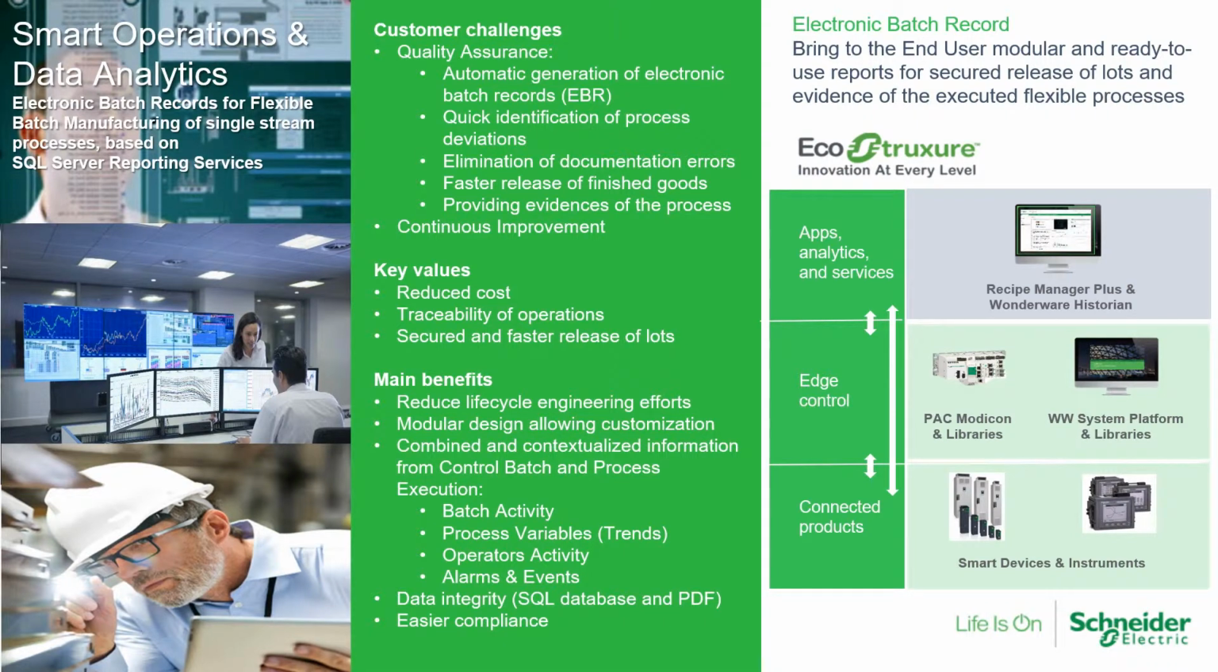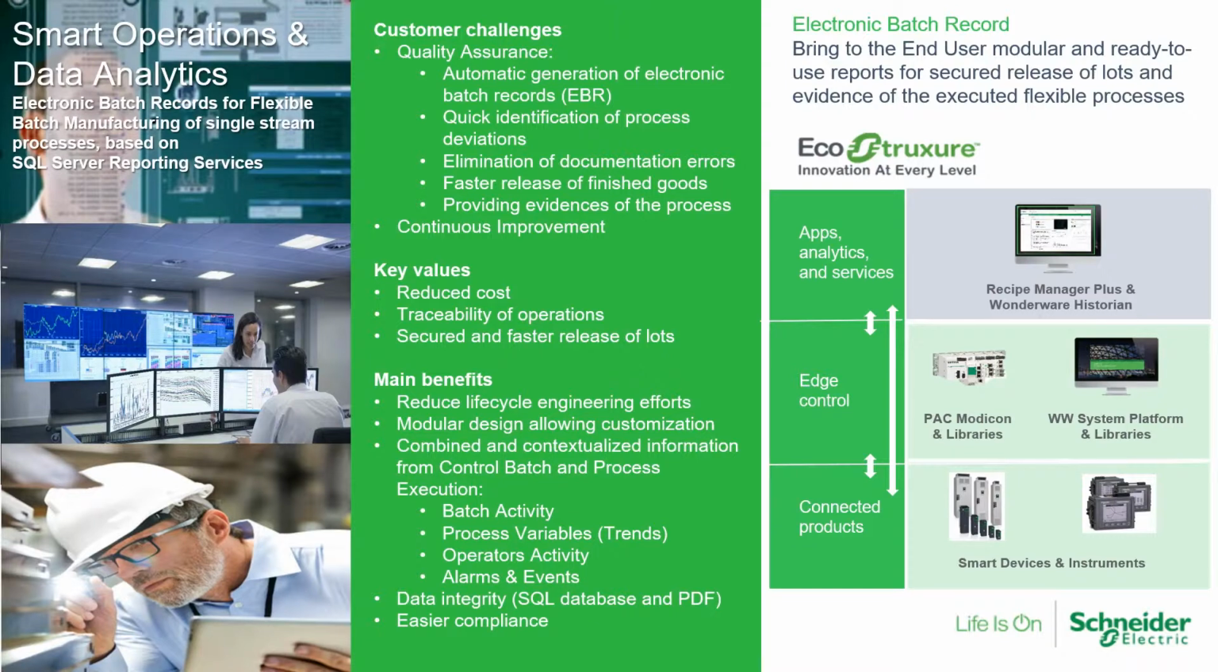In our previous video about flexible single-stream batch manufacturing, we demonstrated how our EcoStruxure plan solution brings the agility and flexibility to quickly react to the rapid changes in the market. In this new video, we are going to focus on how EcoStruxure plan solution helps to deal with the quality assurance, compliance, and continuous improvement processes by means of the electronic batch record of the performed automated operations.